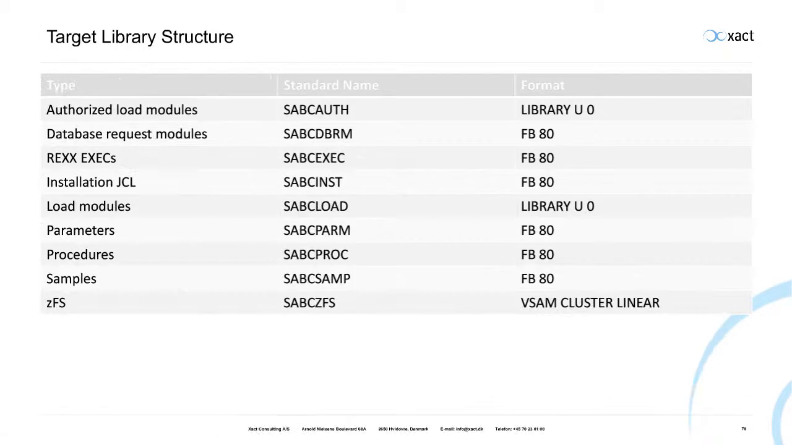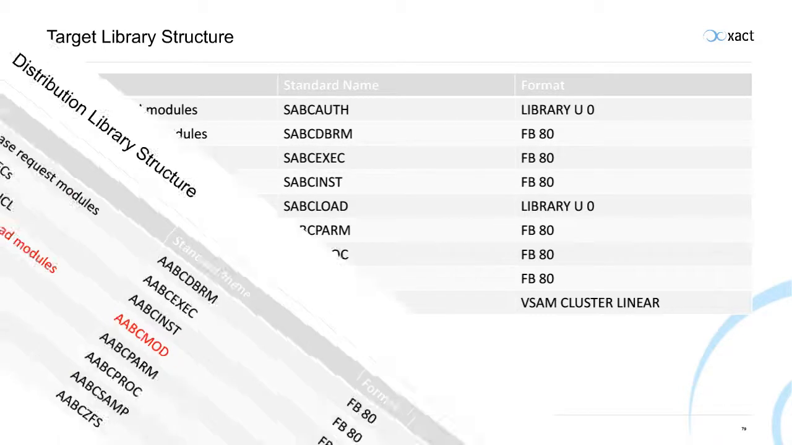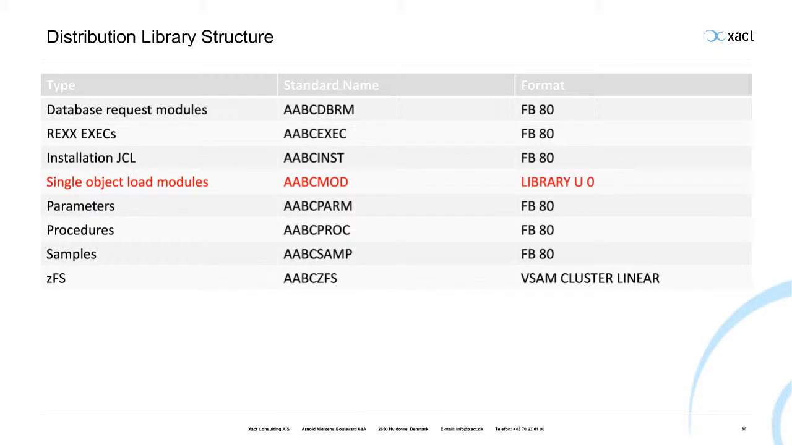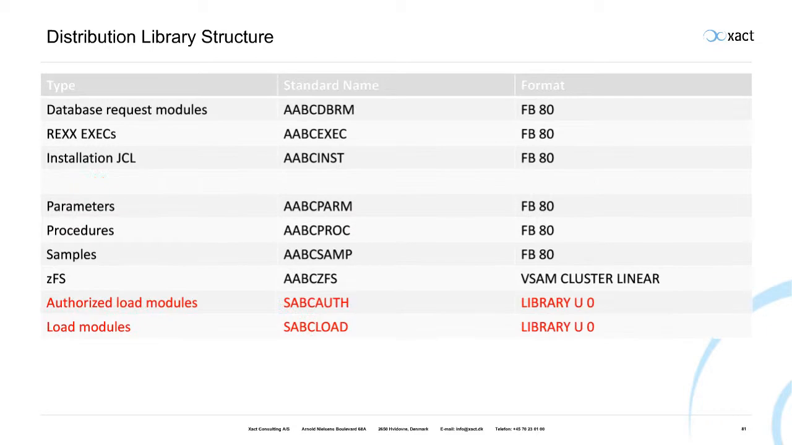This is the target system, that is an exact copy of the product source library structure. The distribution libraries have a module library added for the single object load modules. On the other hand, there are no load or auth libraries here. If the vendor distributed pre-linked programs, then these libraries would be present in the distribution structure.